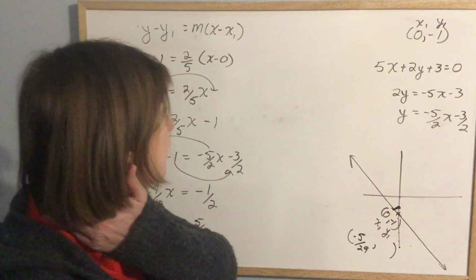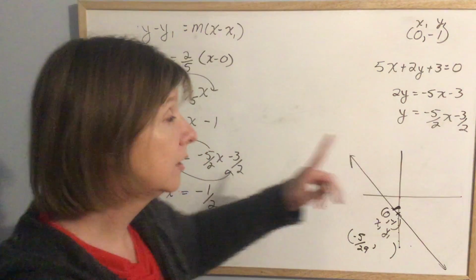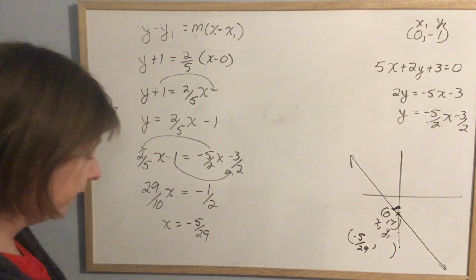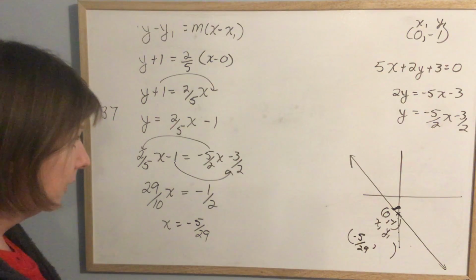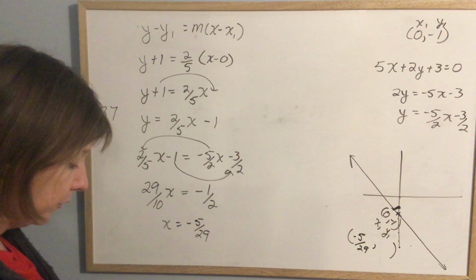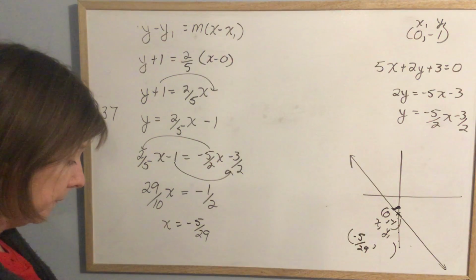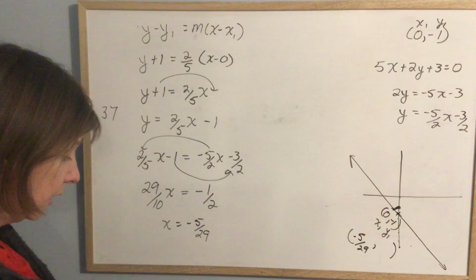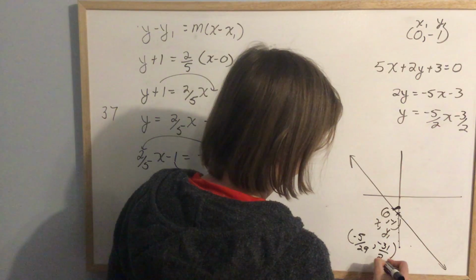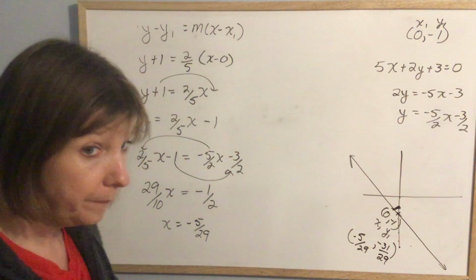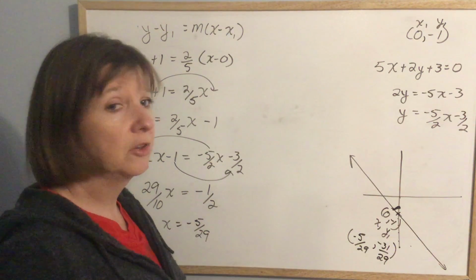And in terms of what is my y, I can either put it into here or into here. I'd probably do this one, it's got less fractions. So 2 over 5 times negative 5 over 29 minus 1 gives me, again, something terrible, negative 31 over 29. So that's terrible. But that's why we have calculators, because you don't have to do this in your head.